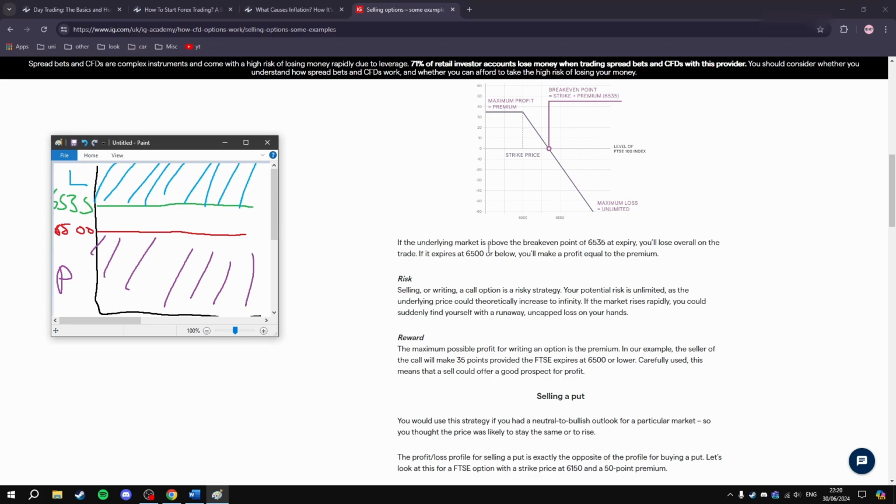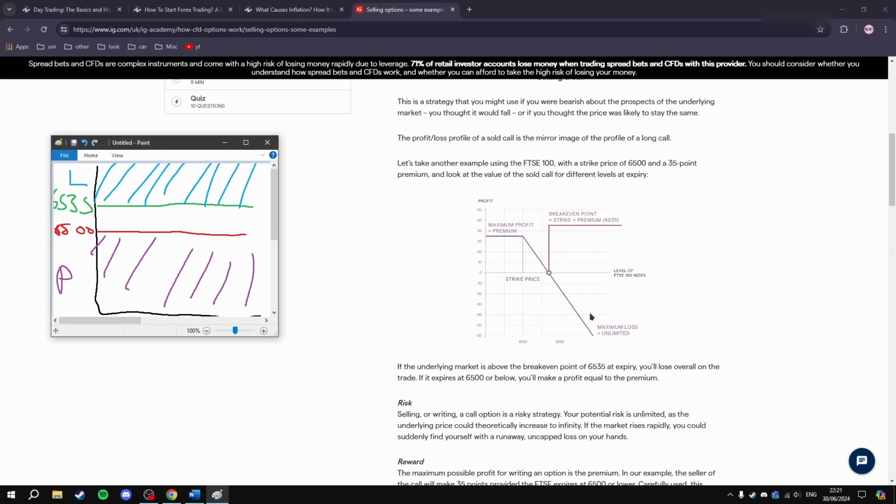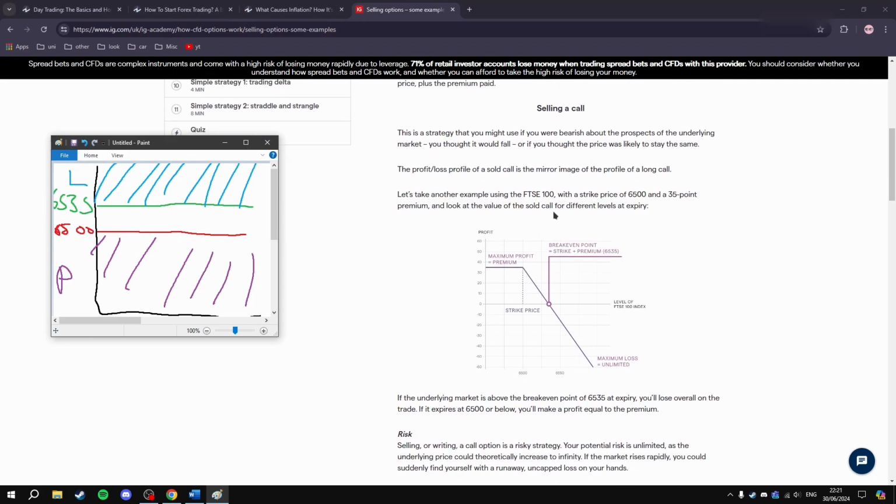So the maximum profit you can get is the premium, which is 35 points. It's still so confusing. No wait, so actually, when you buy a call option, anything above here is your profit, isn't it? And anything below here is your loss. So selling a call option is just basically the opposite. So anything above here is your loss, anything below that is your profit. I think that's just the way you have to understand it. I can't find a reason why, or I just can't explain it properly.